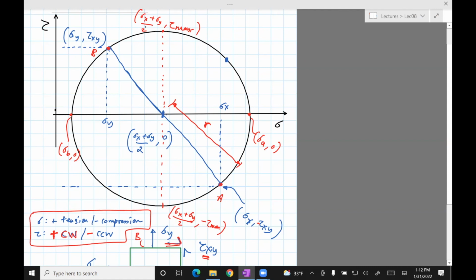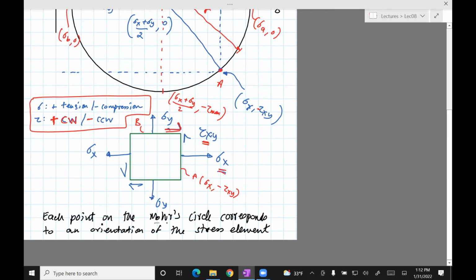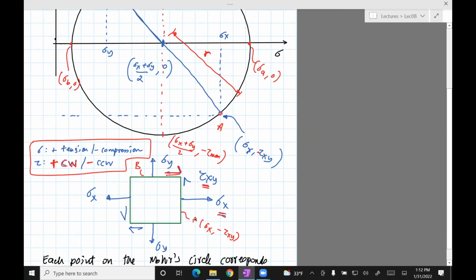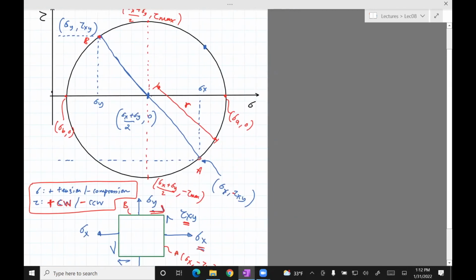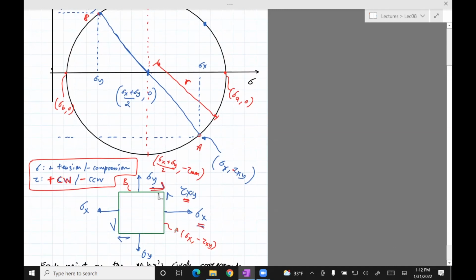So this is a note here, that each point on the Mohr circle corresponds to an orientation of the stress element. So this point, for example, was the face A, when the plane stress element was as I've shown it. The point B is that point. Okay, that's at 90. So anything which is 90 degrees over here always shows up as 180 degrees on the Mohr circle. That's the fundamental thing which you want to remember.